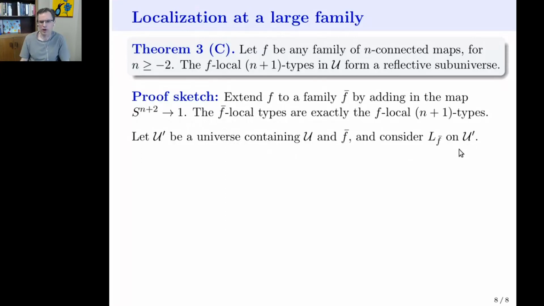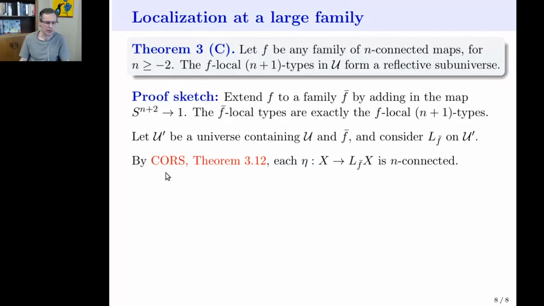Because relative to U prime, this is a small family, so the f bar local types there are reflective. Now the key step here is that in the paper by myself, Opie, Reika, and Skokola, there's a theorem that says because all of the maps in this family are n-connected, the localization maps that we get for this localization are also all n-connected. So for the maps in F, we assume they're n-connected, and you can just check this map is n-connected. So it follows that all of these maps are n-connected.